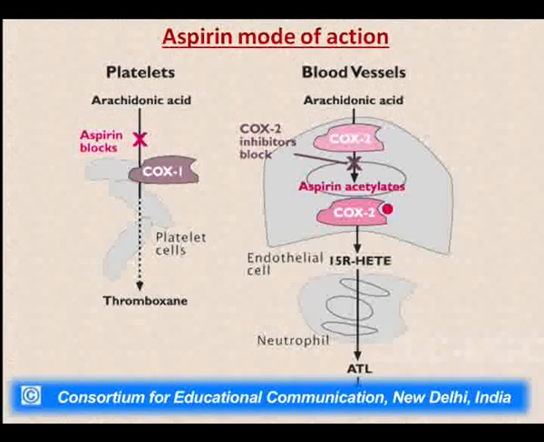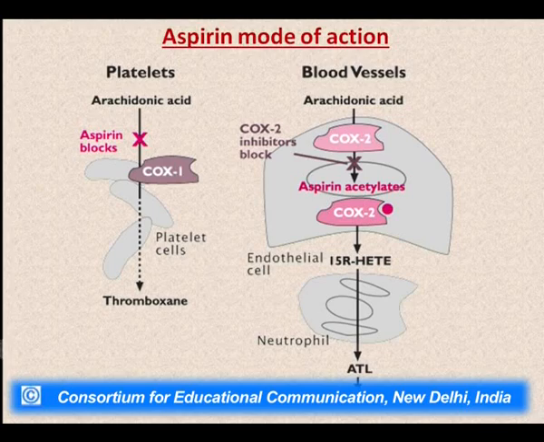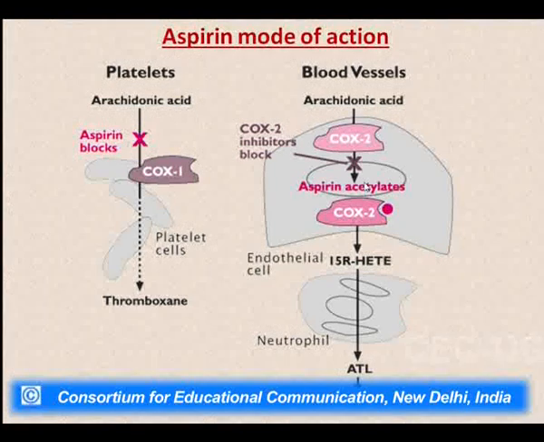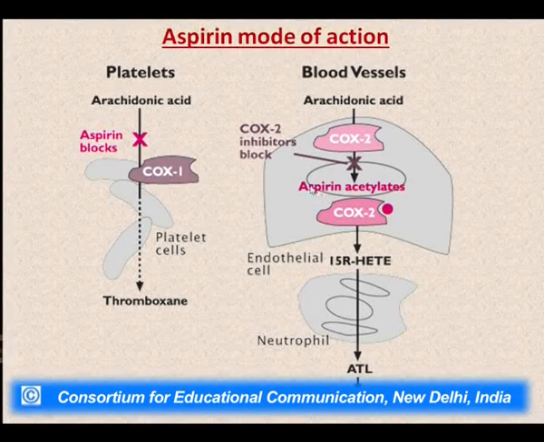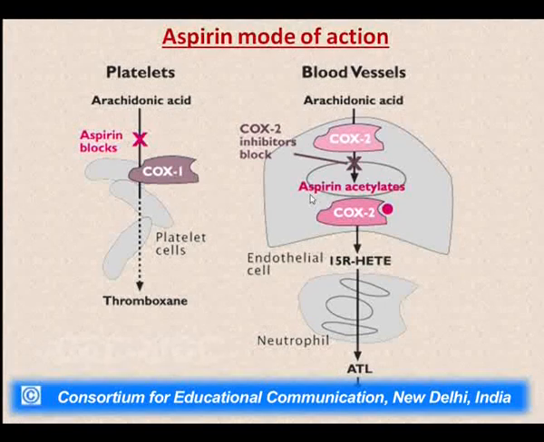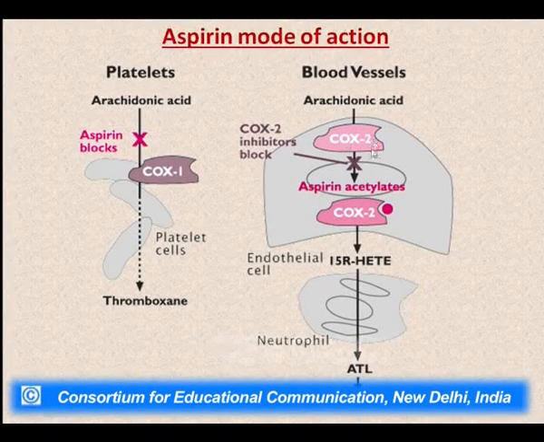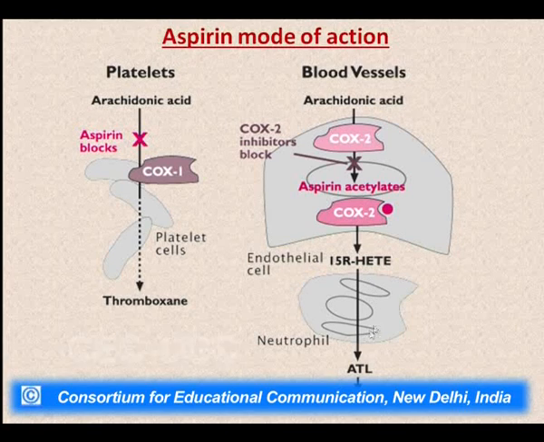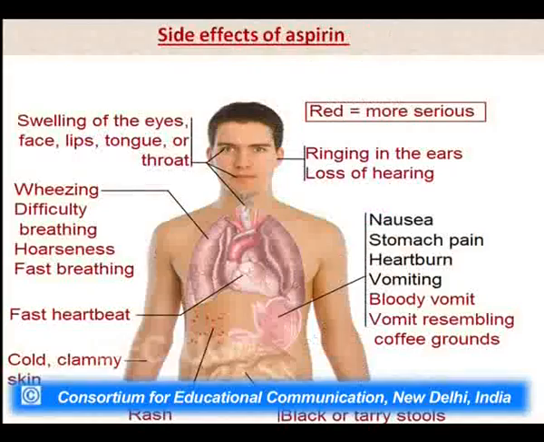Now, how does this inflammation start? In the blood vessels, arachidonic acid activates the enzyme COX-1 as well as the enzyme COX-2. When aspirin is administered in the body, it inhibits the activation of COX-2, which basically starts the formation of neutrophils in the blood, which are responsible for the inflammation of the blood. So, it reduces the inflammation in the blood vessels and finally in the skin.